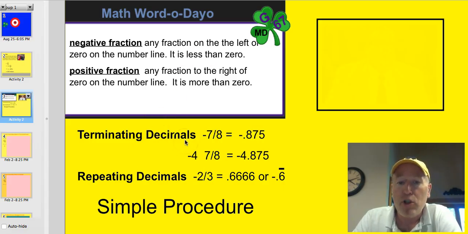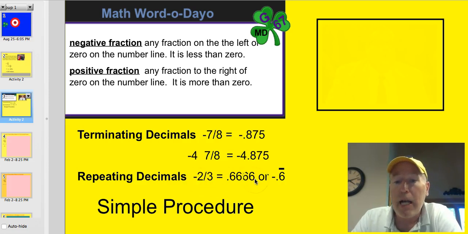We also have to talk about terminating decimals. Terminating decimals are decimals that end cleanly, like 7/8 or negative 7/8. It's just negative 0.875. It's done. 4/10 is just 0.4. It ends. Repeating decimals are the ones like 2/3 and 1/3 that we've become very familiar with.